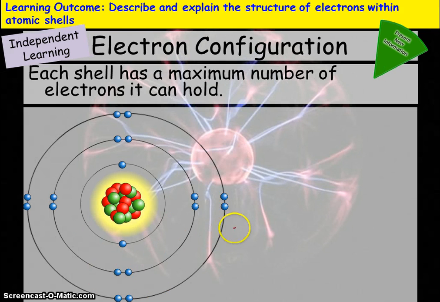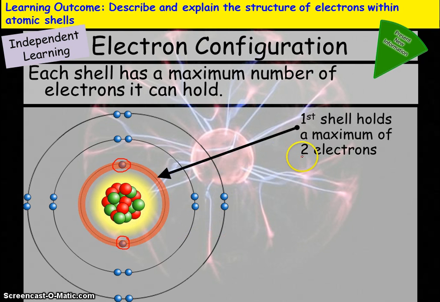If you look at each shell, you can see that in this first shell there are just 2 electrons. So the first shell can only hold a maximum of 2 electrons. After that, that shell is full. You can't fit any more electrons into it. So the electrons have to start filling the next shell. So in this case, if I had 10 electrons, I've got 2 here, and then my 8 go into this next one.